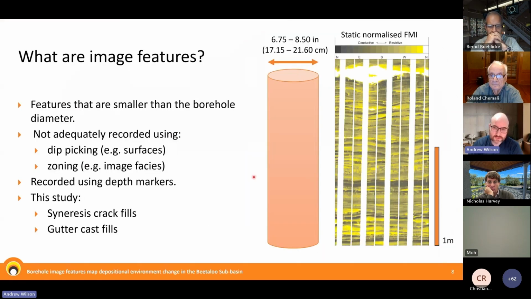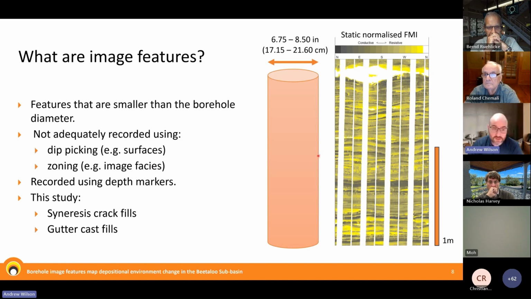So essentially what I'm talking about here are things that are smaller than the borehole diameter, which means we can't pick them with dips, which is one of the two main ways that we identify things on images when we're doing qualitative work. And they're not adequately characterized by zoning as you would, for example, facies or structural zonation and that kind of thing.